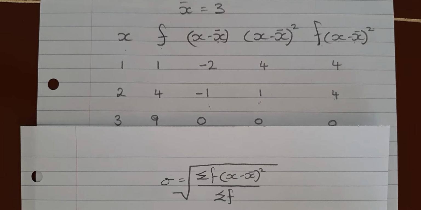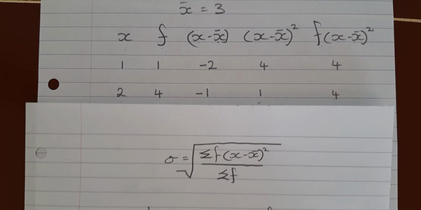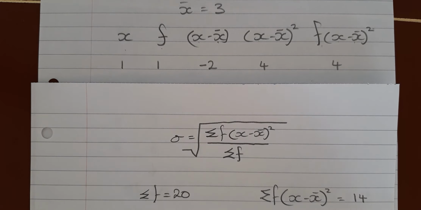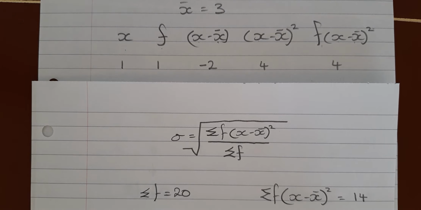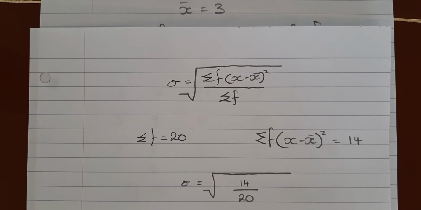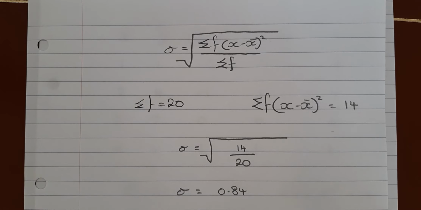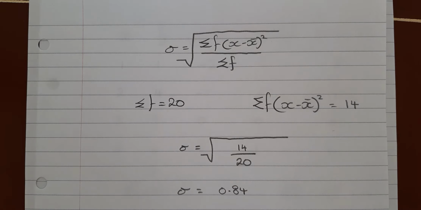So going to our formula for standard deviation. The standard deviation is equal to the square root of the sum of the frequencies multiplied by the variable minus the mean squared divided by the sum of the frequencies. We found the sum of the frequencies to be equal to 20 and the sum of the frequencies multiplied by the variable minus the mean squared equal to 14. Putting these into our formula, we get the standard deviation is equal to the square root of 14 over 20. And then corrected to 2 decimal places, our standard deviation is equal to 0.84.